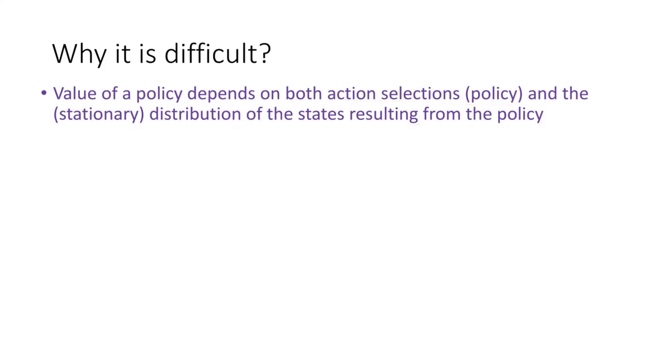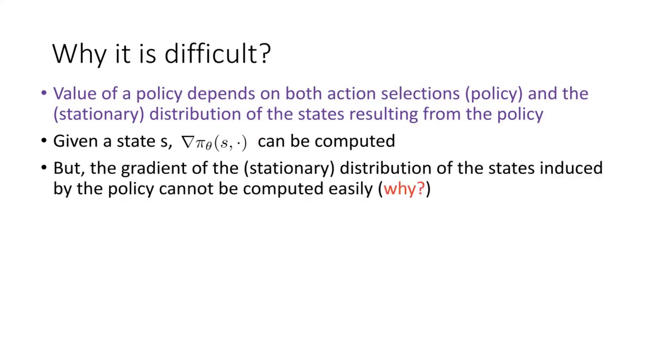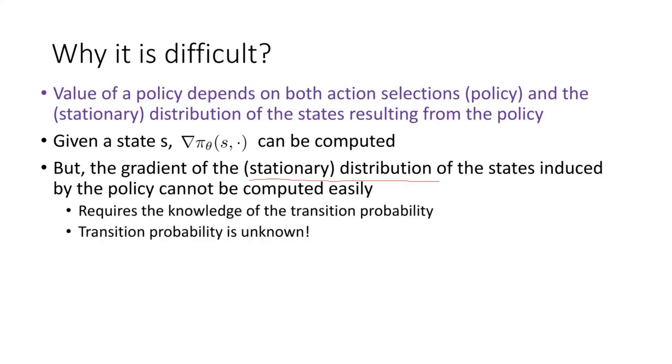Okay? It is the second aspect that is very difficult to handle, because given the policy, think about the policy as the neural network, then it is very easy to compute the gradient of the policy. This is nothing but backpropagation. This you can compute. But given the policy, the stationary distribution or the gradient of the stationary distribution is almost impossible to compute. Why? Because the stationary distribution will depend on the transition probability. We don't know the transition probability, so we cannot compute the stationary distribution.